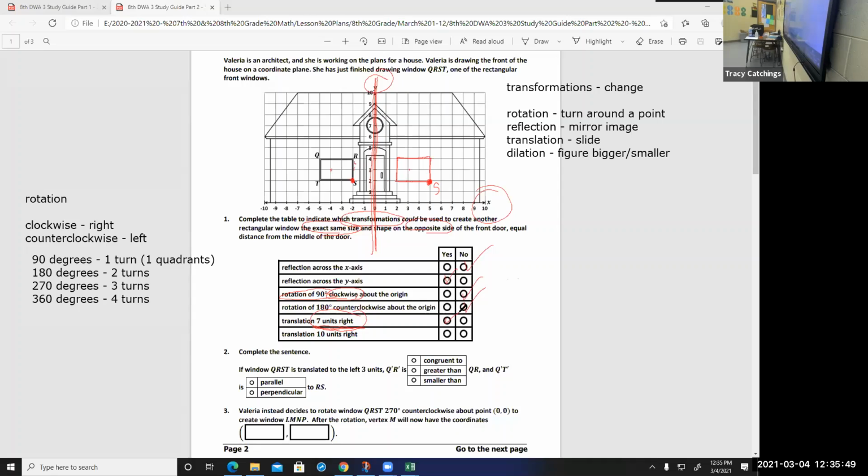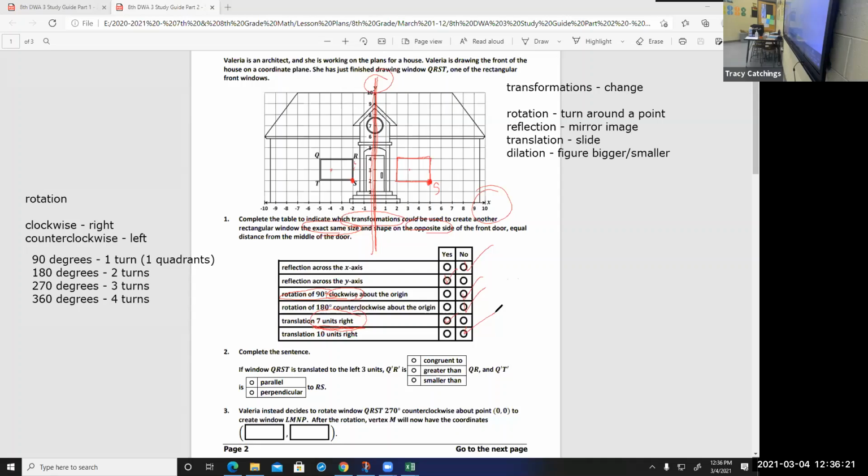D then said translate 10 units to the right. If I go over 10, would I still be in the right position? Nope. Any questions about it? I hate part 2 for 8th grade because it has transformation. And since I've been here, we have never done well with transformation.